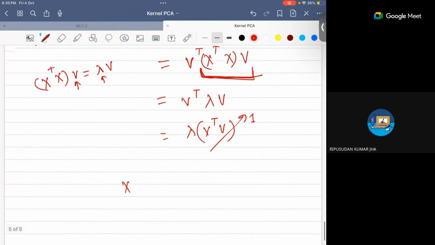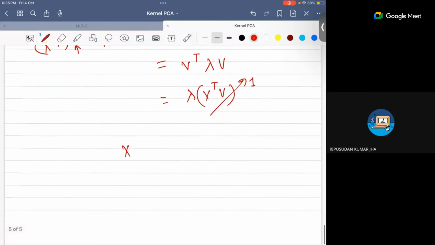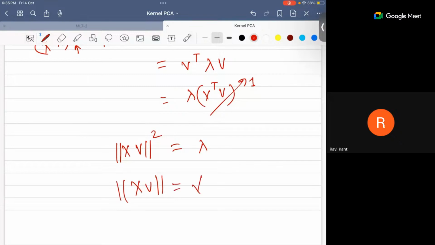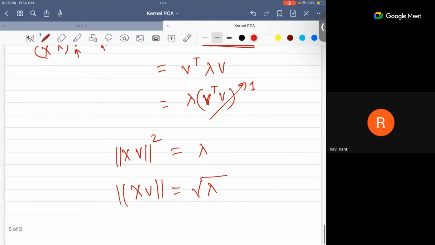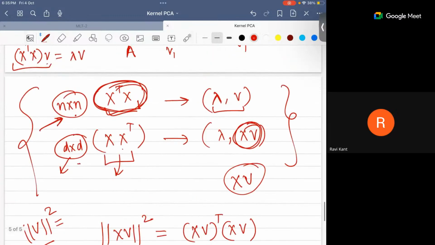So now what value are we getting? The magnitude of Xv squared equals lambda times v transpose v. If we calculate the magnitude, that is root of lambda. Sir, how did we get that one? No, this is v transpose v. This is the eigenvector corresponding to this matrix X transpose X. Are you getting me?